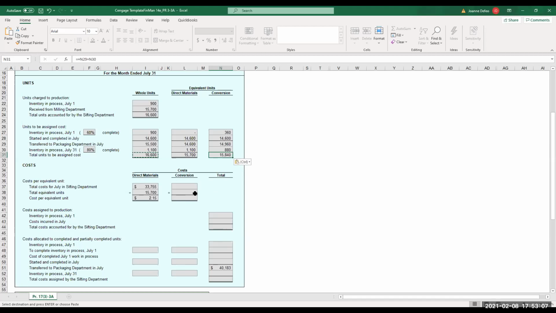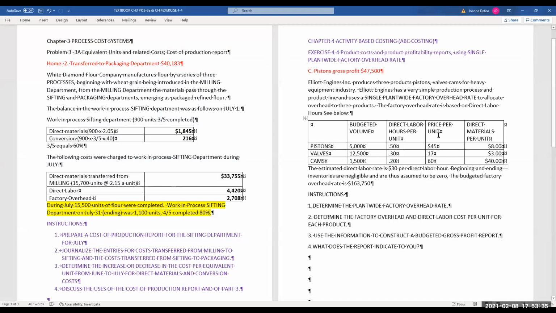So now we go into what we have here. All right. So let's see. 1840. Total cost in July. So let's go back to our sheet and see what the conversion costs are. Let's go back and take a look. Okay. New share.